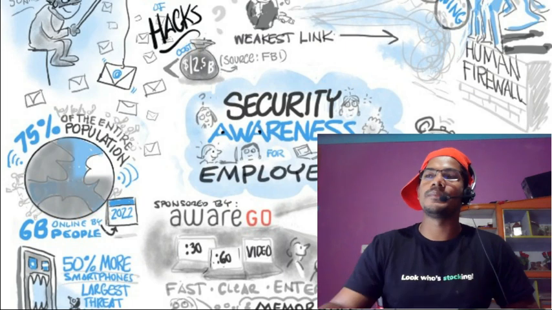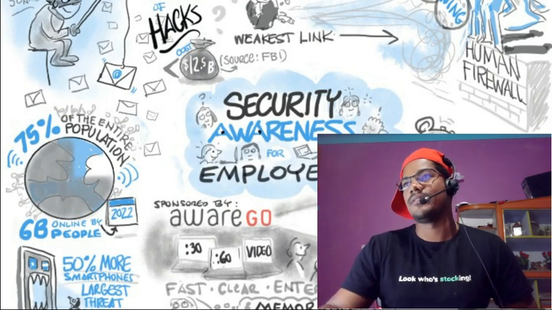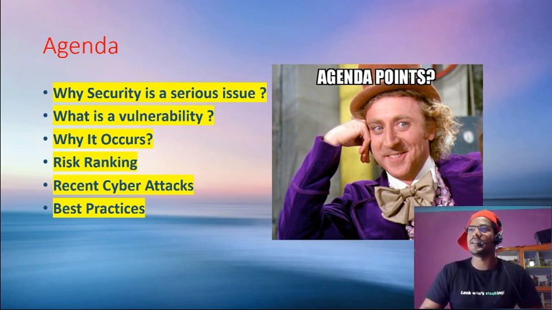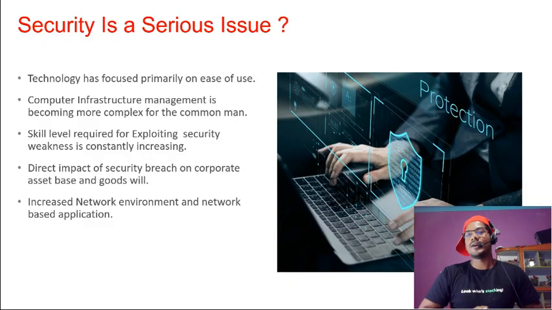For this particular video, the agenda is: why security is a serious issue, what a vulnerability is, why it occurs, and different risk ratings. We'll talk about what a high issue, low issue, and medium issue are, and all those things. Then we are going to talk about some of the recent cyber attacks, which is a really interesting one, and then we have some of the best practices to stay safe from various attacks or make your organization more secure. So why is security a serious issue?